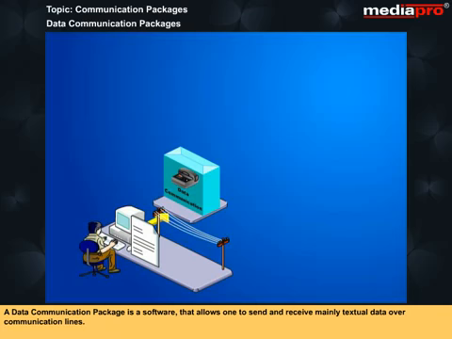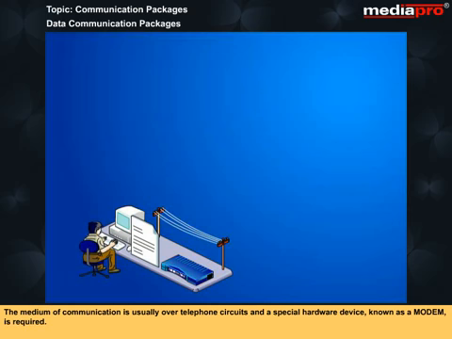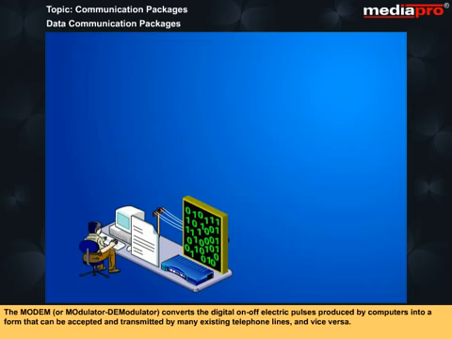A data communication package is a software that allows one to send and receive mainly textual data over communication lines. The data transfer may be between 2 points, or messages may be sent through a network of computers and workstations. The medium of communication is usually over telephone circuits, and a special hardware device known as a modem is required. The modem or modulator-demodulator converts the digital on-off electrical pulses produced by computers into a form that can be accepted and transmitted by many existing telephone lines and vice versa.